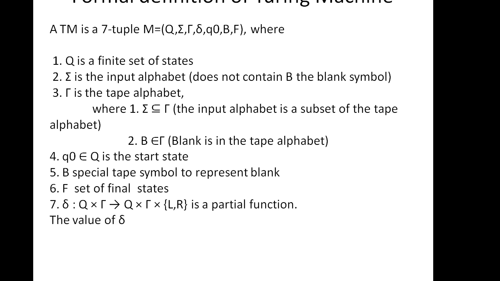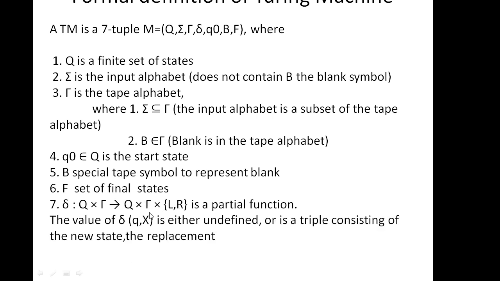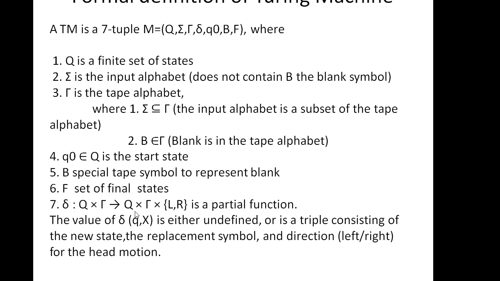Okay. So the value of any transition, q comma x, is either undefined or is a triplet consisting of this pattern: a new state, the replacement symbol, and the direction, that is left or right, for the head motion. Okay, so that's the formal definition of the Turing machine. Now we'll go ahead and see an example.